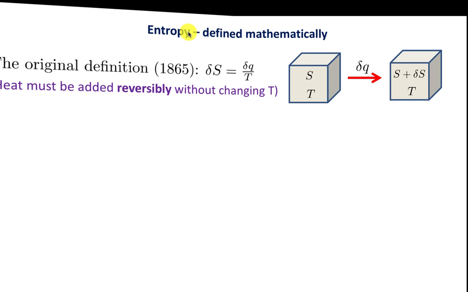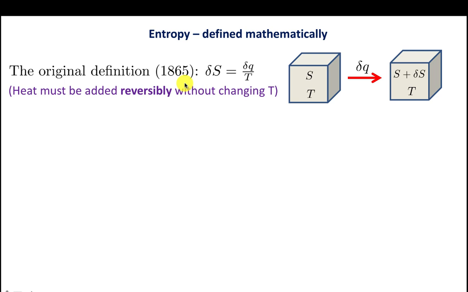So then let's go back to the old definition, 1865. And this says that suppose I have a body. It has something called entropy, and it's at some temperature T. If I add to this a small amount of heat, let's call that delta Q, and it's sufficiently small so that the temperature of this doesn't change.